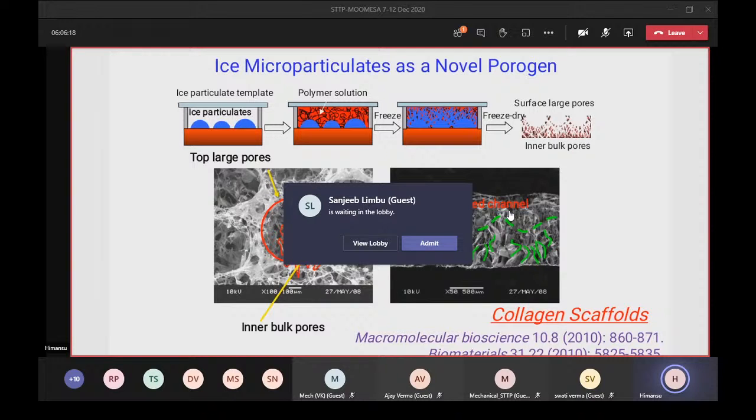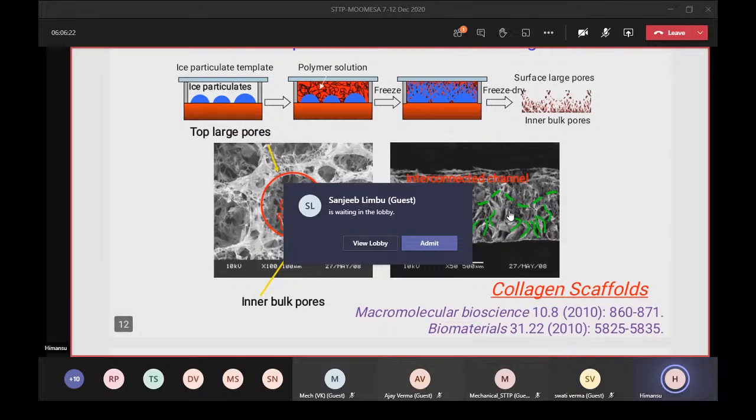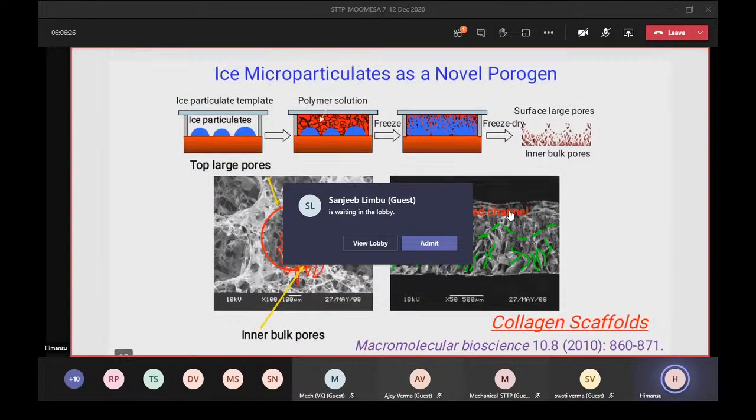And you can create a top large pore, like the SEM image you can see here. This is a top large pore, and these are called interconnected channels. How do these interconnected channels get created? Because of the ice crystallization. That means the crystal structures are helping to perforate inside the polymer, right?